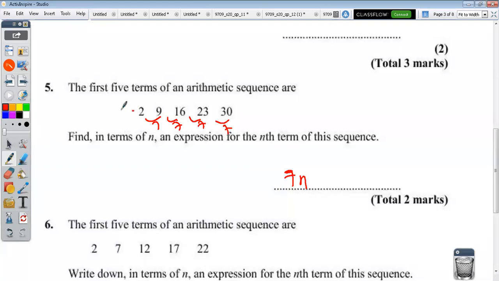And what's the term before 2? I showed you the shortcut. What's the term before 2? Minus 5. So that's my formula here.